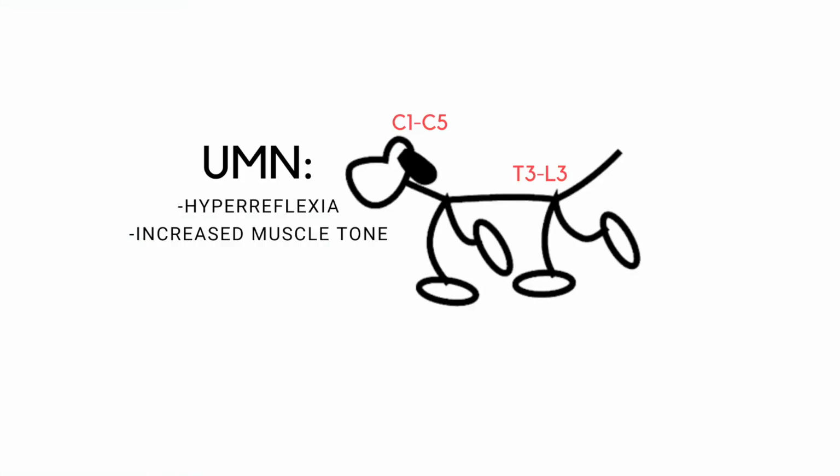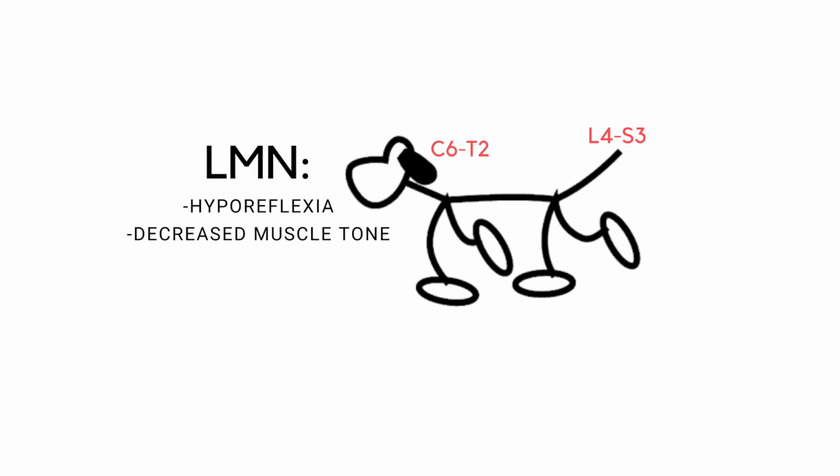Now, the third thing I'm going to do is remember what I would typically see if I had a lesion in an upper motor neuron area versus a lower motor neuron area. For upper motor neuron lesions, typically you are going to see hyperreflexia and increased muscle tone. Then for the lower motor neuron, typically you will see hyporeflexia and decreased muscle tone.